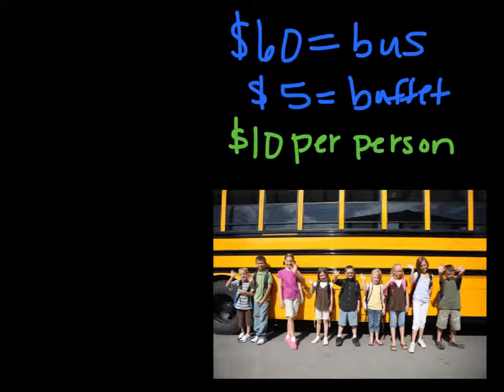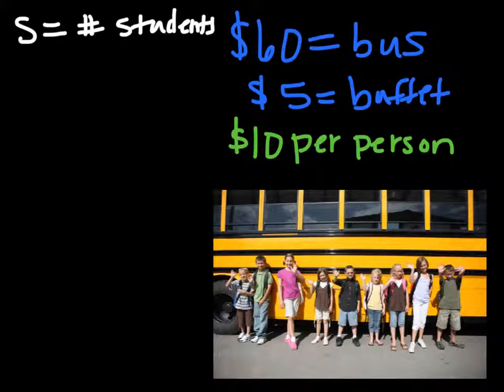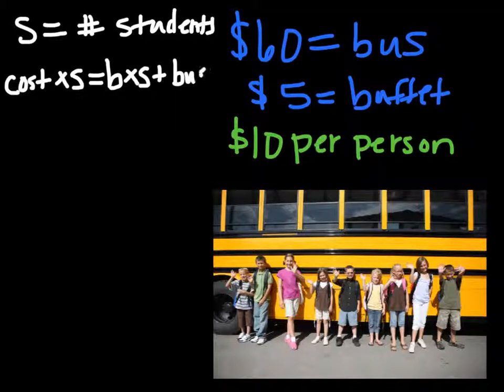All right, let's figure out how to set this up. If S represents the number of students, then we'll write an equation that looks something like this. The cost per student times the number of students equals the cost of the buffet times the number of students plus the cost of the bus.